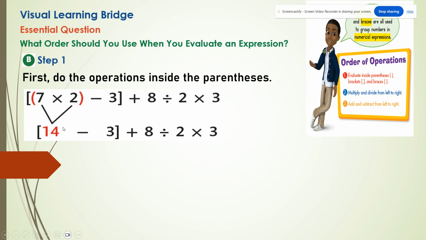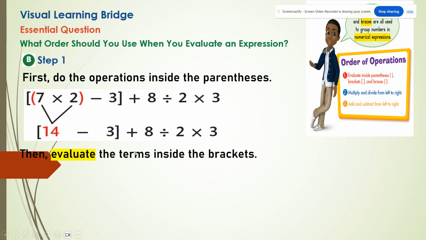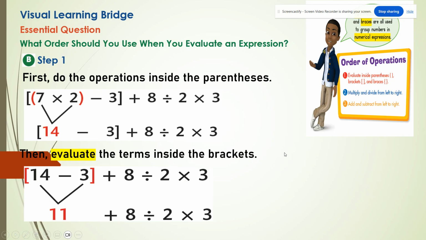So next, we're going to do 14 minus 3, and then that's inside of the brackets, plus 8 divided by 2 times 3. So now we're going to evaluate the terms inside of the brackets. So what's inside of the brackets? 14 minus 3. We're going to rewrite it, but this time instead of 14 minus 3, we're going to put 11. We're going to rewrite the plus 8 divided by 2 times 3.